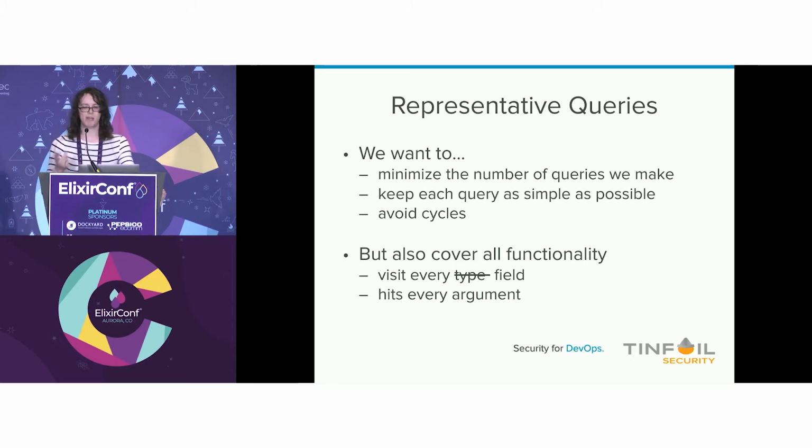And our goal is to minimize the number of queries we make. We don't want to just spam an API by sending 1 million requests at it when we can make do with 10,000. And we want the queries to be as simple as possible. We really want to be focusing on one slice of the API with every audit that we're performing. And that also means that we obviously want to avoid cycles because they're not telling us anything new about the API.